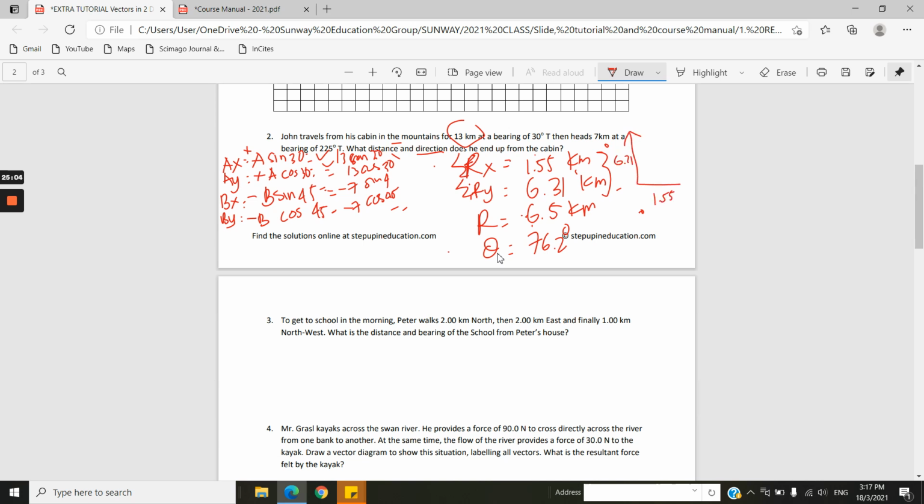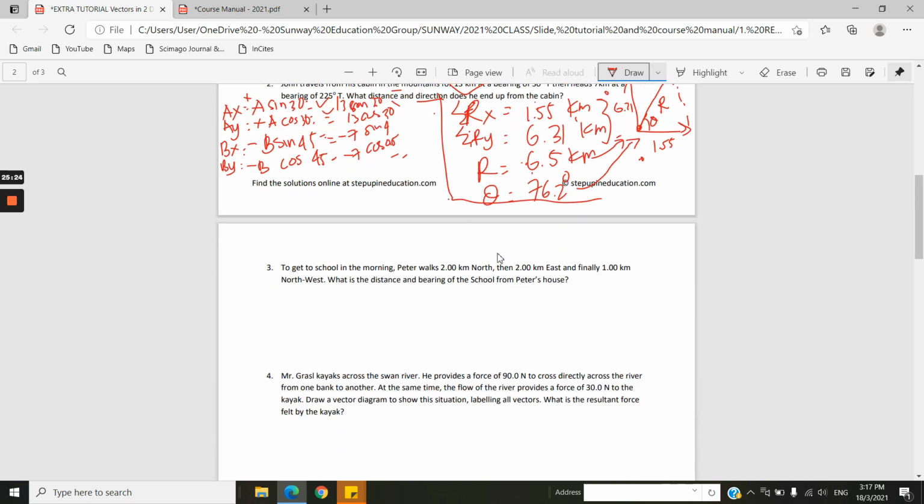So this X and Y means 1.55 to X, 6.31 to Y. Okay, so the tail and tail, right? This one you see tail and tail, so for your resultant you need to use the parallelogram, because this is the parallelogram method. So this is your resultant. Your resultant is this much, angle is this much. So this is your answer. You can try on your own.